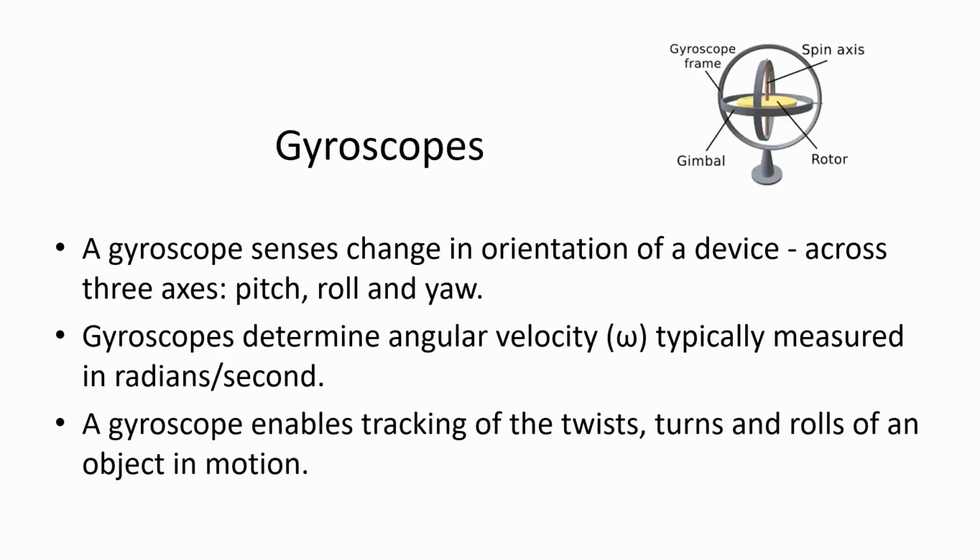Next are gyroscopes. A gyroscope senses change in orientation of a device across 3 axes: pitch, roll and yaw. Gyroscopes determine angular velocity, typically measured in radians per second. A gyroscope enables tracking of the twists, turns and rolls of an object.